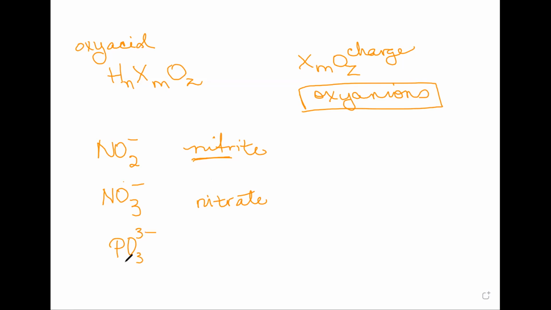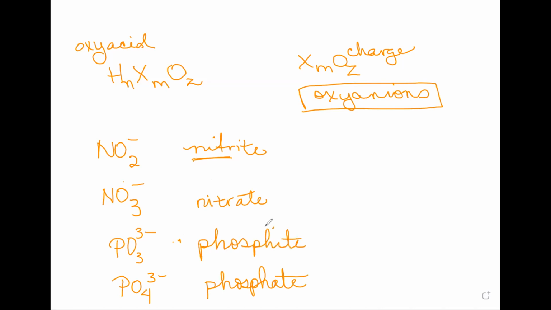So if I gave you this series and I said, oh, this is phosphate, then what do you think this one's called? PO3 3 minus. Beautiful. Phosphite. The thing is, you're still going to have to memorize it because it doesn't tell you the charge. You just know phosphite has 1 oxygen less.